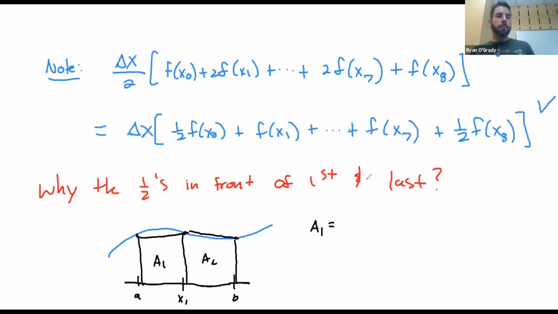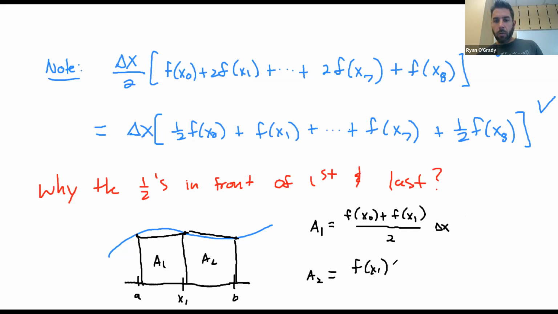Remember how we did this. What was the area of a trapezoid? You take the height. So you take f evaluated at x sub 0 plus f evaluated at x sub 1, all over 2 times its width, which is delta x. And then A sub 2 is f evaluated at x sub 1 plus f evaluated at x sub 2, all over 2 times delta x. Now, notice that I have 2 copies of f of x sub 1, but I only have one of the others.